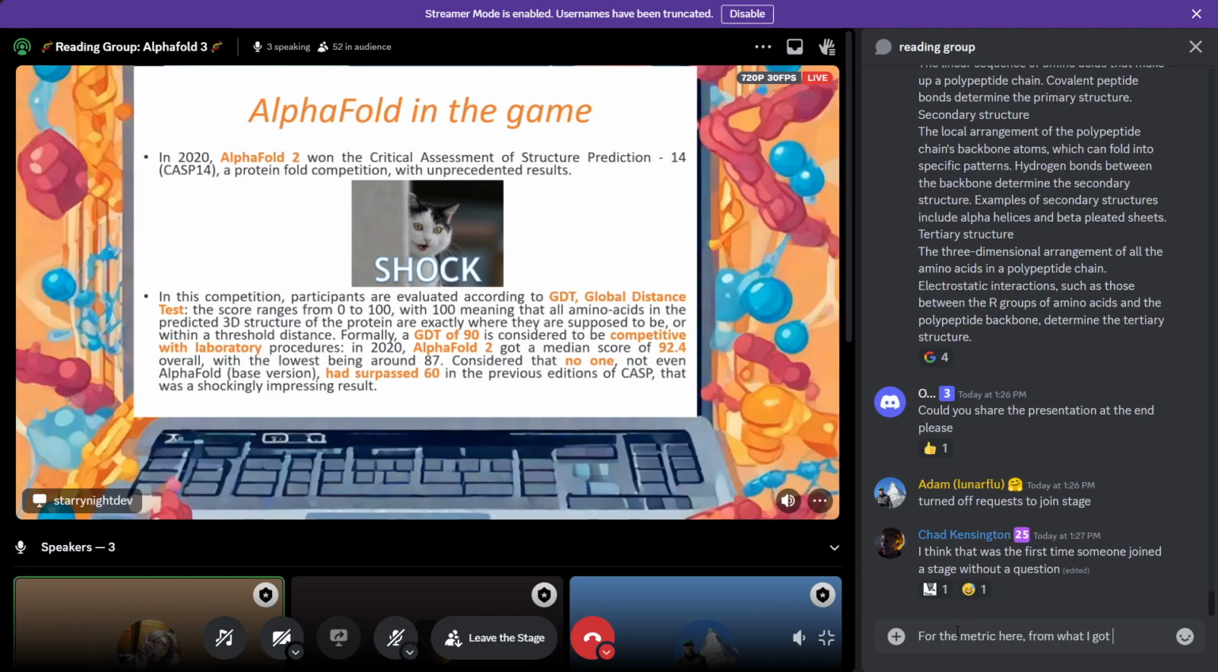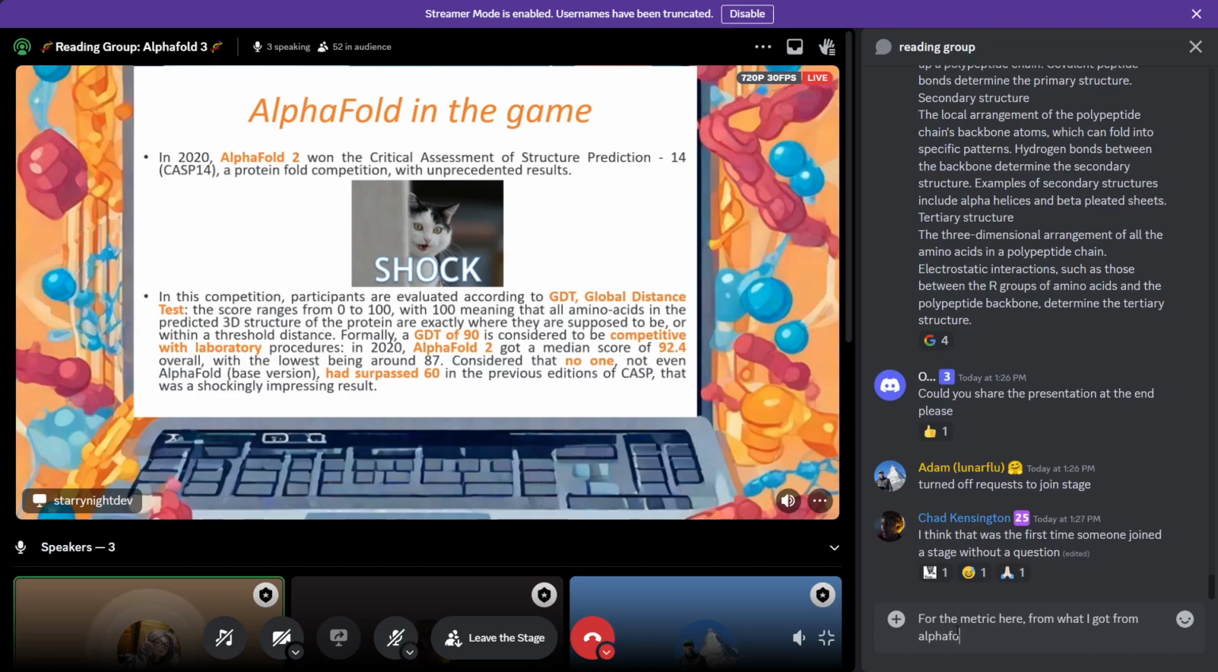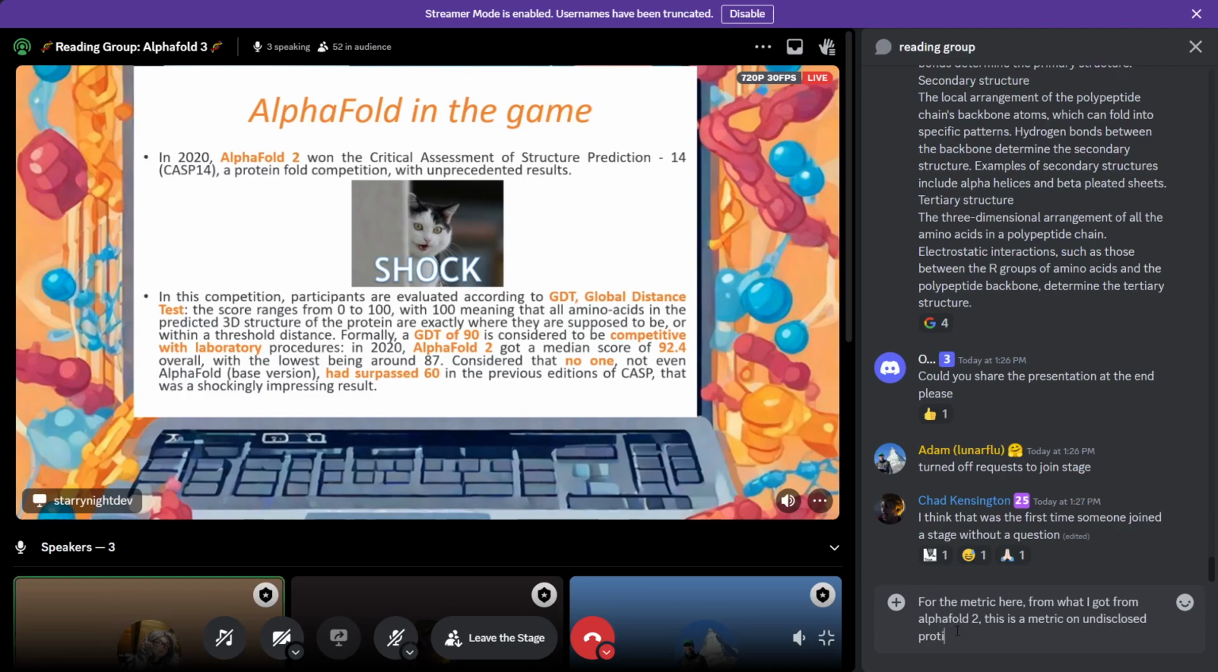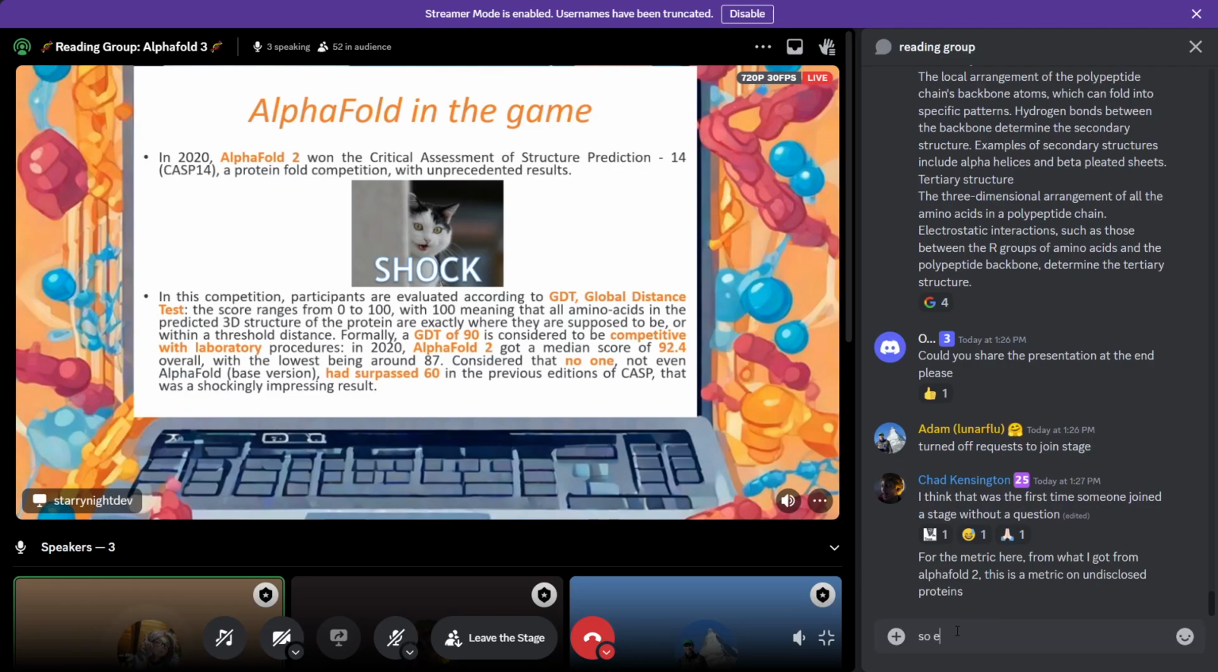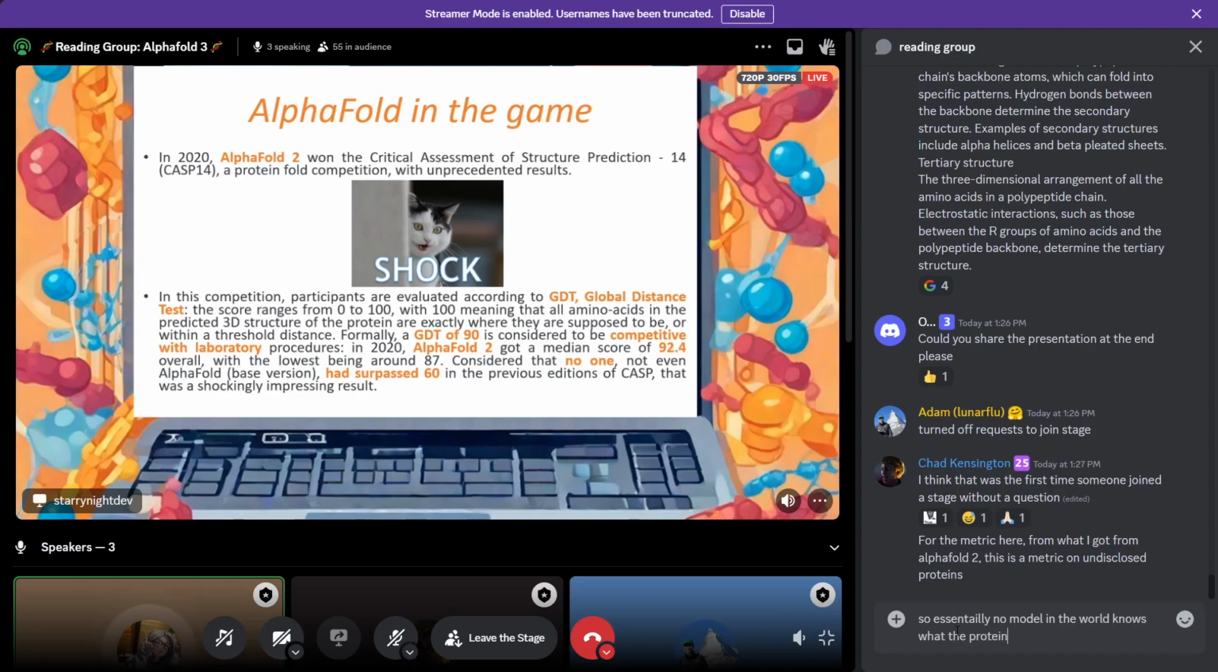As you can read here, a score of 90 is considered competitive with laboratory procedures, which means you can get the same results from your software and the laboratory. And the laboratory is considered the gold standard. So whatever you get in the laboratory probably is right, and whatever you get with software probably is wrong. So you have to compare the two.